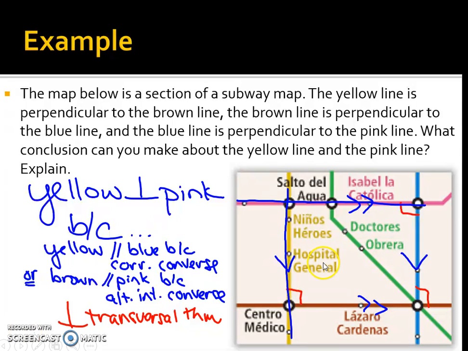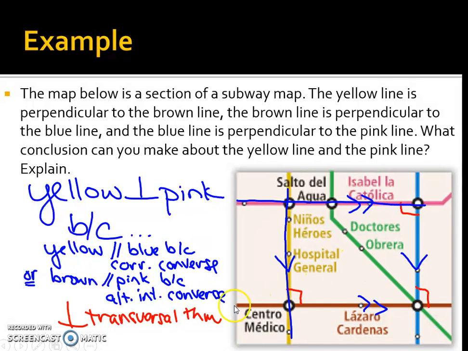Explain. On the subway map, the yellow line and the pink line, right here, are perpendicular to each other, because the yellow and the blue are parallel to each other, because they have a 90-degree angle here, so their corresponding angles converse checks out. So this line and this line are parallel to each other, because their corresponding angles are 90 and 90.